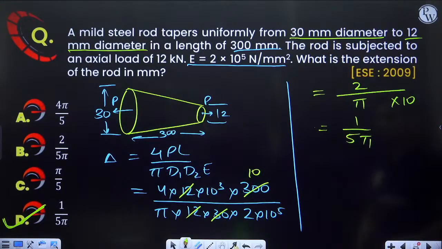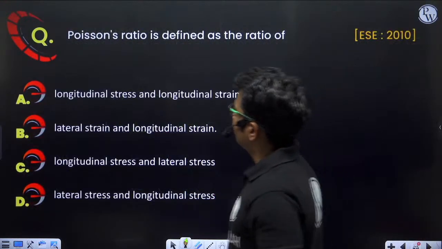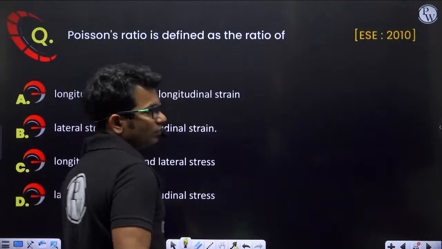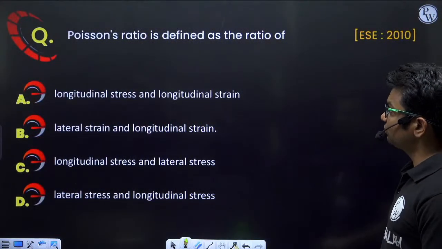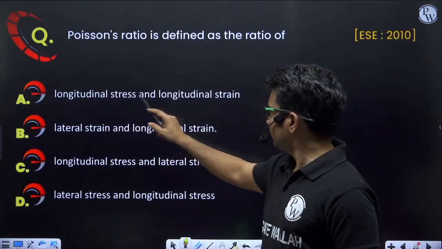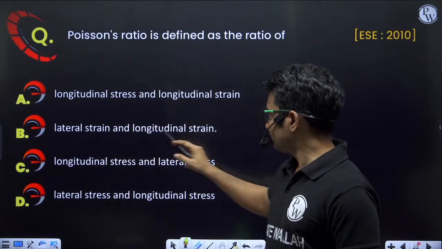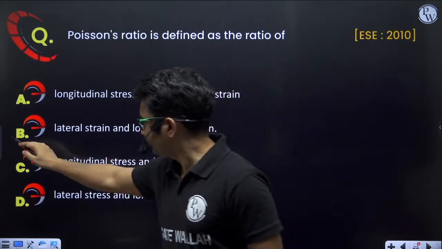Now let's move on to the next question. Poisson's ratio is defined as the ratio of... very easy question, ESE 2009. Poisson's ratio is defined as the ratio of lateral strain and longitudinal strain. So the correct answer will be option B.